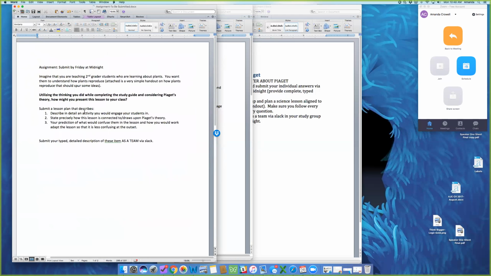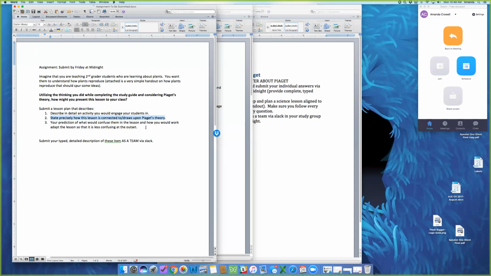But that's all the information you need. You don't need to be Googling and watching videos to figure out more about that. That's all the information you need. And so what I want you to do is just describe a lesson where you tell me about the activity that you're engaging your students in. State, this is the most important part, state precisely how this lesson is connected to and draws upon Piaget's theory.